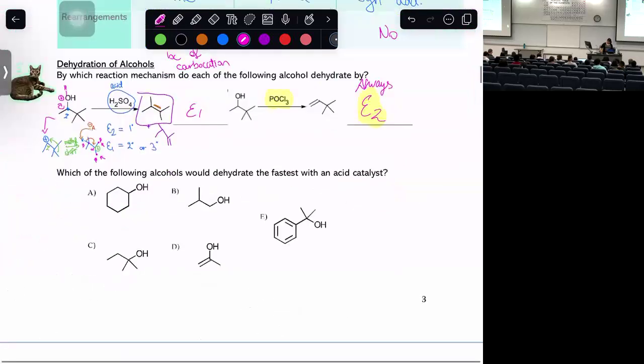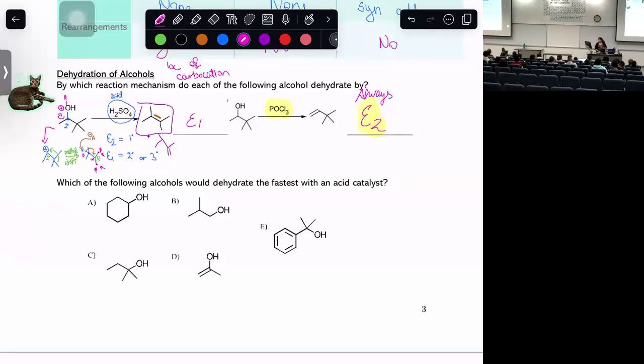Okay, now. Another kind of conceptual question is going to be, which one is going to dehydrate the fastest? So, which one do we think it is? What am I looking for? What kind of alcohol group? Why a tertiary one? What did we say? It's going to be more reactive. It's going to give you the most stable carbocation, the most stable intermediate. That's why it's going to be a lot faster.